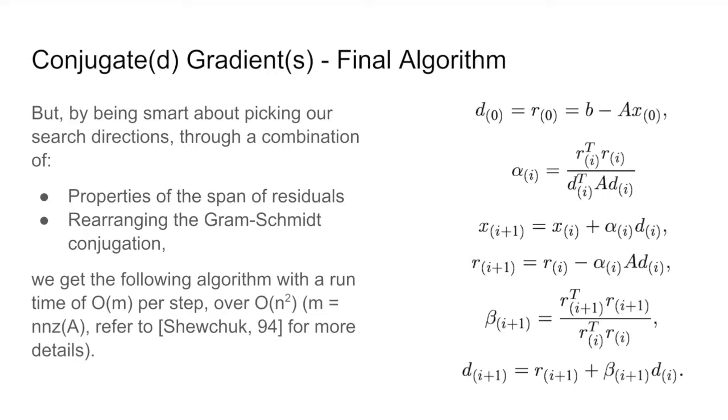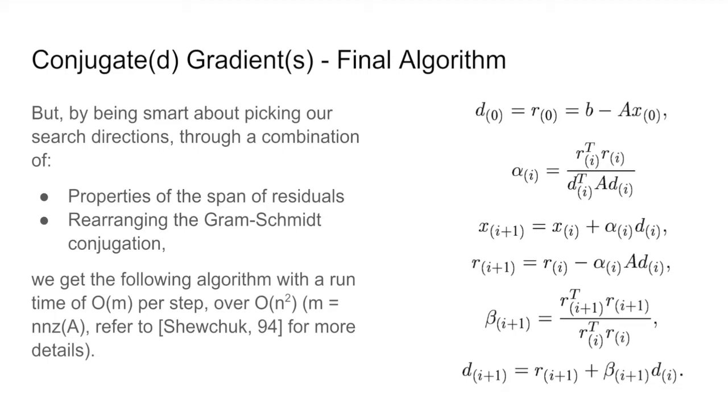But instead, we can be smart about picking our search directions. Through a combination of the properties of the span of residuals and rearranging the Gram-Schmidt conjugation, we get the following algorithm with a runtime of O of m per step over the O of n squared that we had before, where m is the number of non-zeros in A.